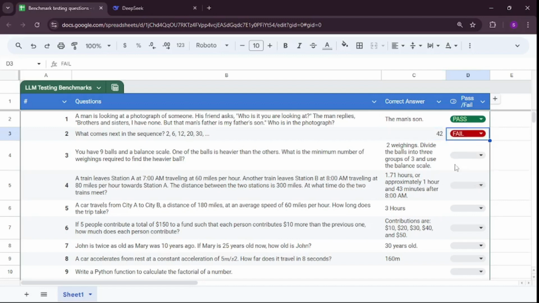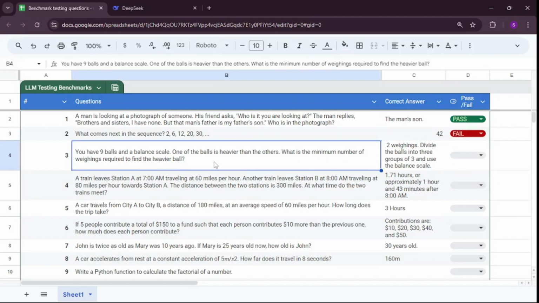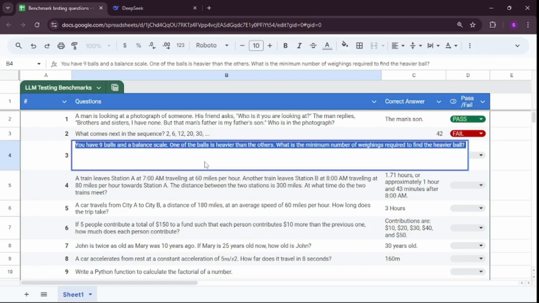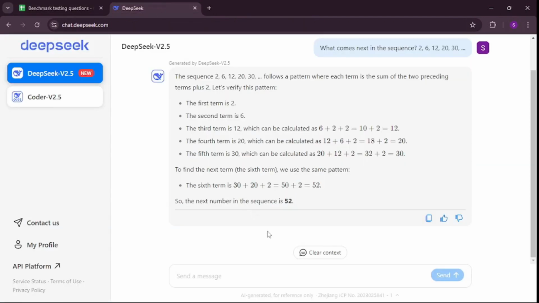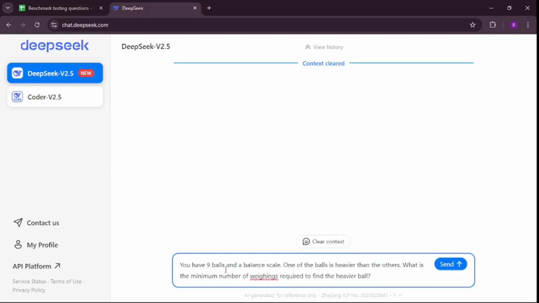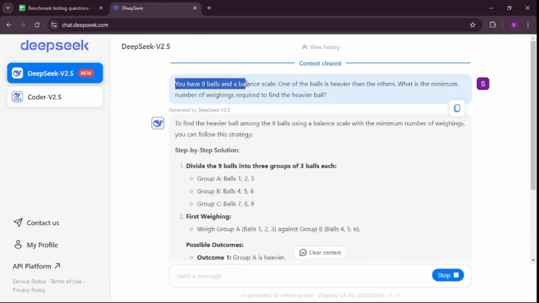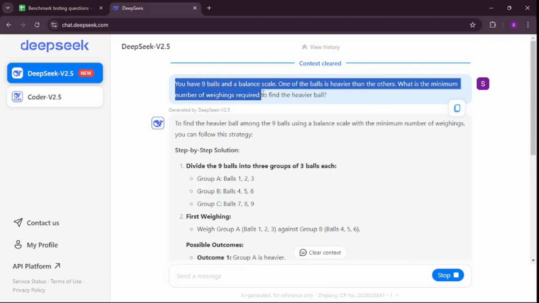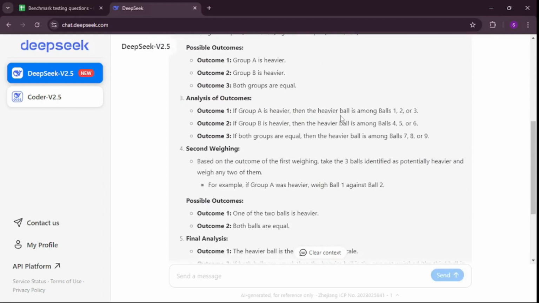So let's mark that as a fail and move to the next question. It's again a word problem. Let's copy all of this, go back to DeepSeek, clear the context, and paste that. The question goes: you have 9 balls and a balance scale. One of the balls is heavier than the others. What is the minimum number of weighings required to find the heavier ball? Let's check out the result.